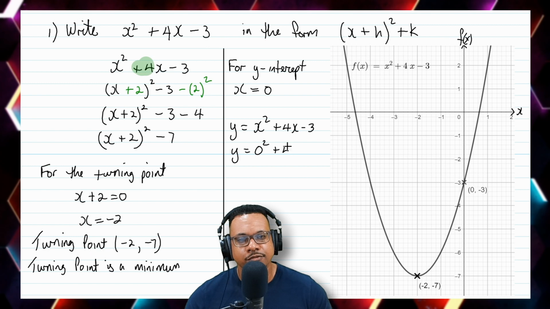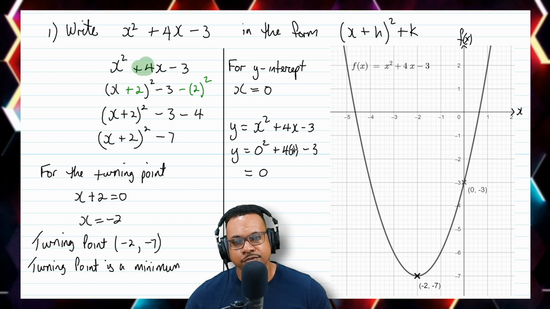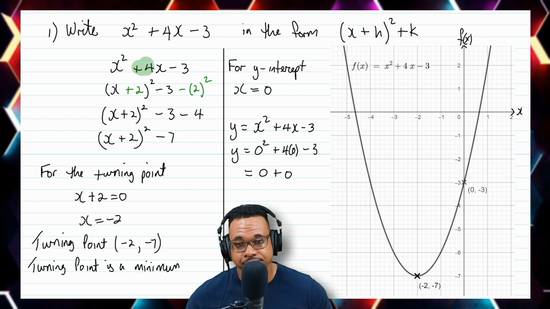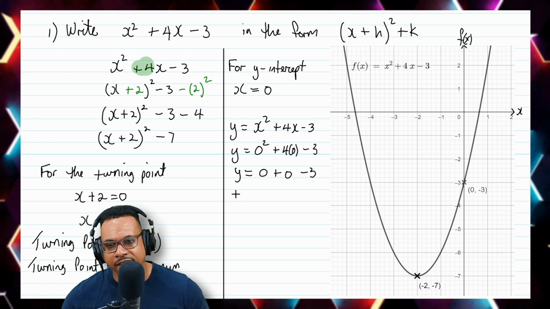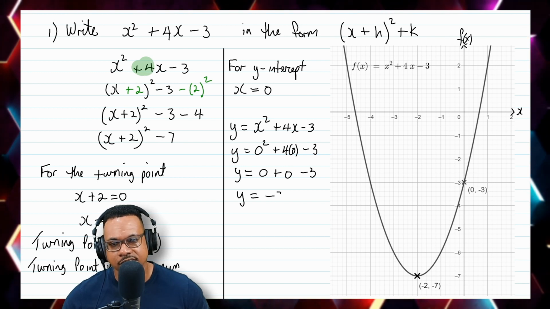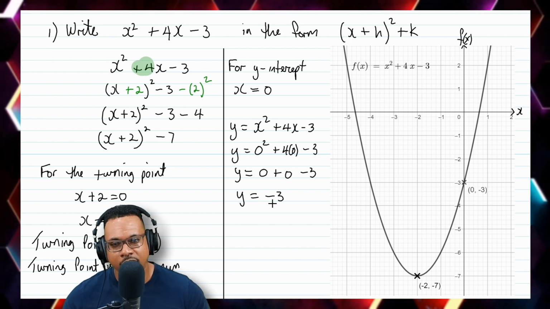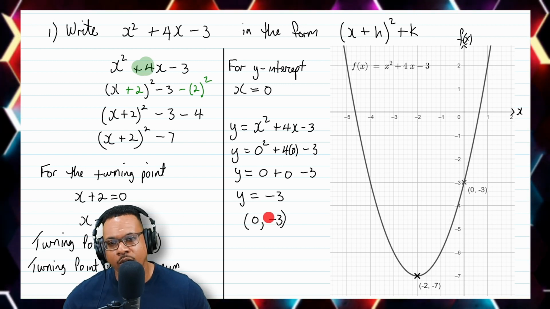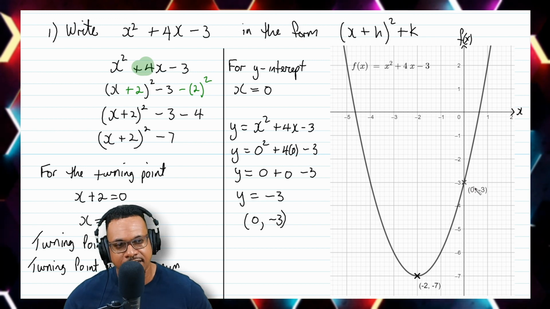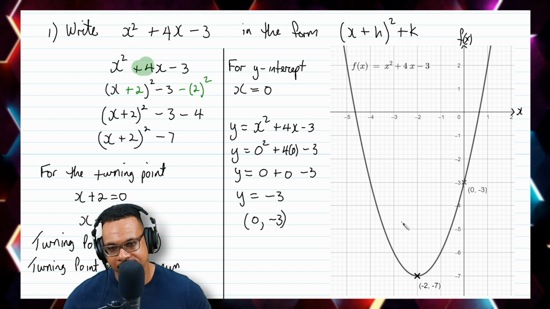squared plus 4 times 0, take away 3. Now 0 squared is 0, 4 times 0, anything times 0 is 0, take away 3, and as we know, 0 is nothing. So I'll end up with y is simply equal to negative 3. So this is the way it goes. When x is 0, y is negative 3. Say we write that as a coordinate: x is 0, y is negative 3. And this is our y-intercept. And that's why I have 0, negative 3 here, which is this point, as our y-intercept.